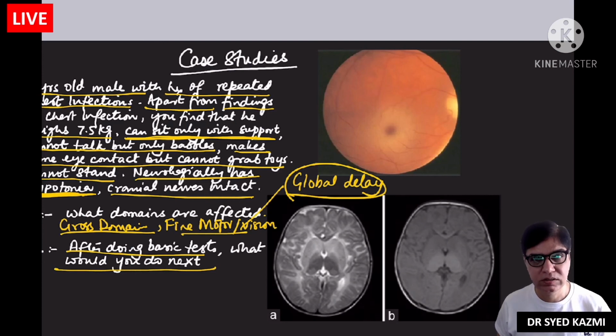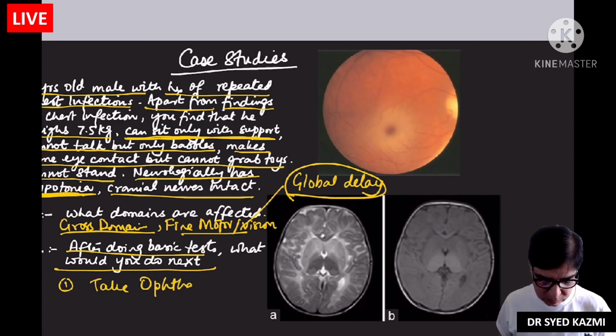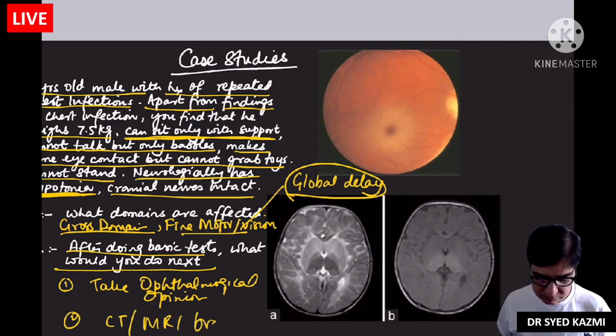So in the case of global developmental delay, once you've done the basic tests, the next 2 steps would be: number 1, to take an ophthalmological opinion. In other words, the child needs to have a complete direct and indirect fundoscopy. And number 2, to have a CT or MRI of the brain.